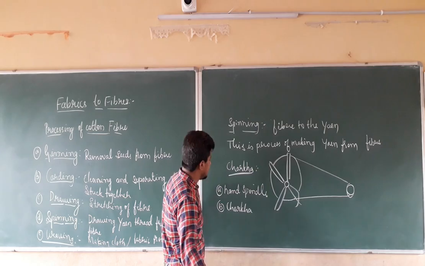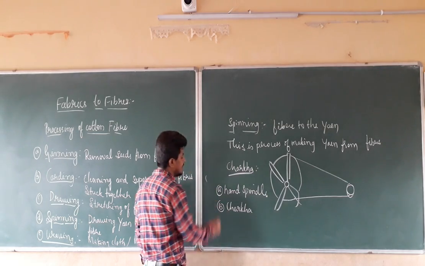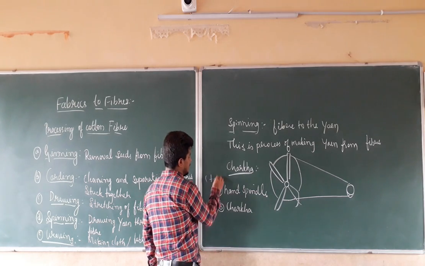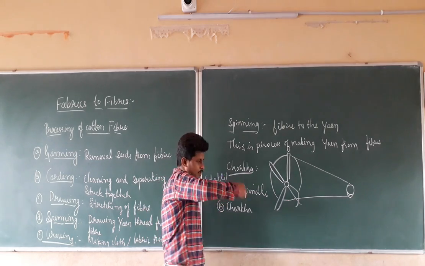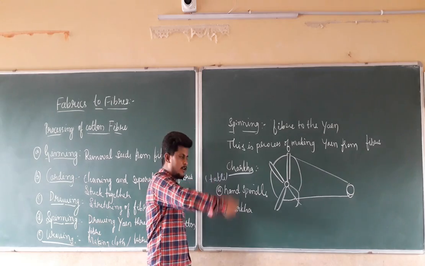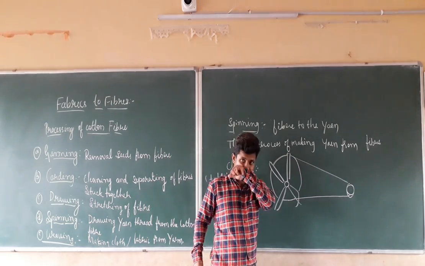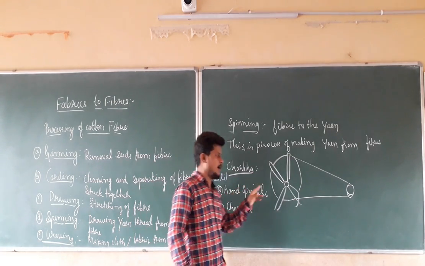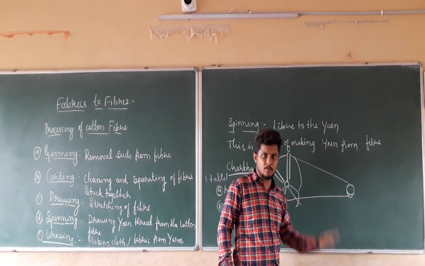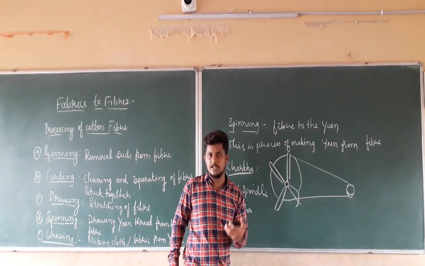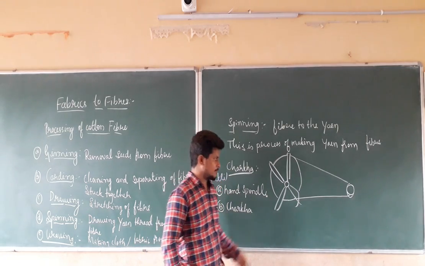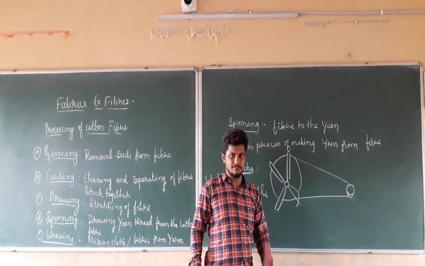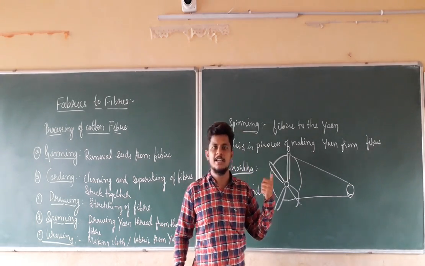In other words, the charka or hand spindle is also known as takli. Takli is nothing but the spindle from which we spin that charka. Now, this charka was used by Mahatma Gandhi for the freedom struggle movement, for the independence of India. Mahatma Gandhi used this charka to produce khadi material, khadi cloth.